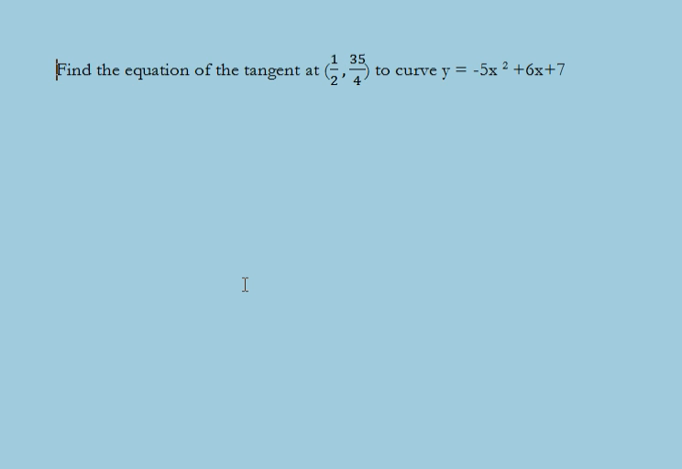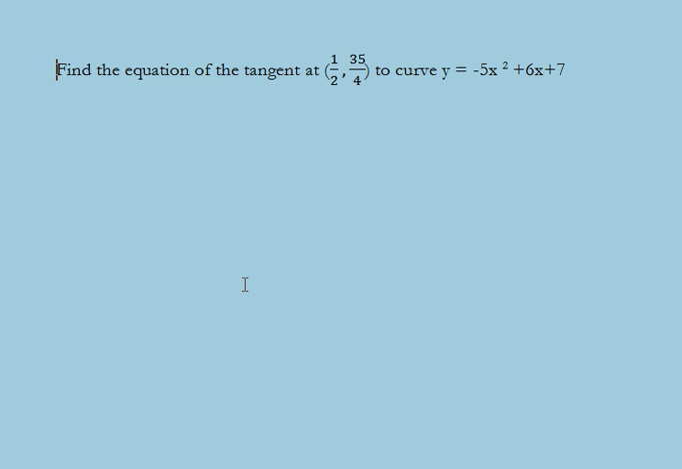Now we are going to discuss a problem that is based on finding the equations of the normal or the tangent to a given curve. Here we have a problem in which we are required to find the equation of the tangent to the curve y equal to minus 5x square plus 6x plus 7 at the point whose coordinates are 1/2 and 35/4.